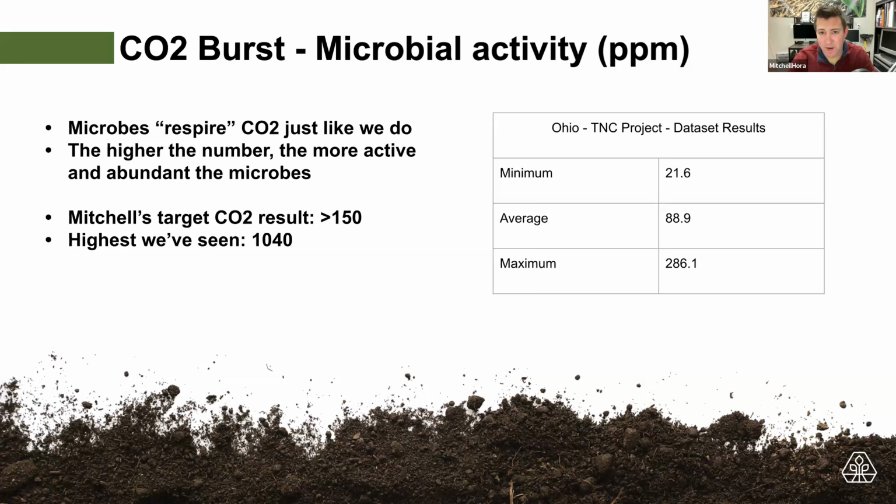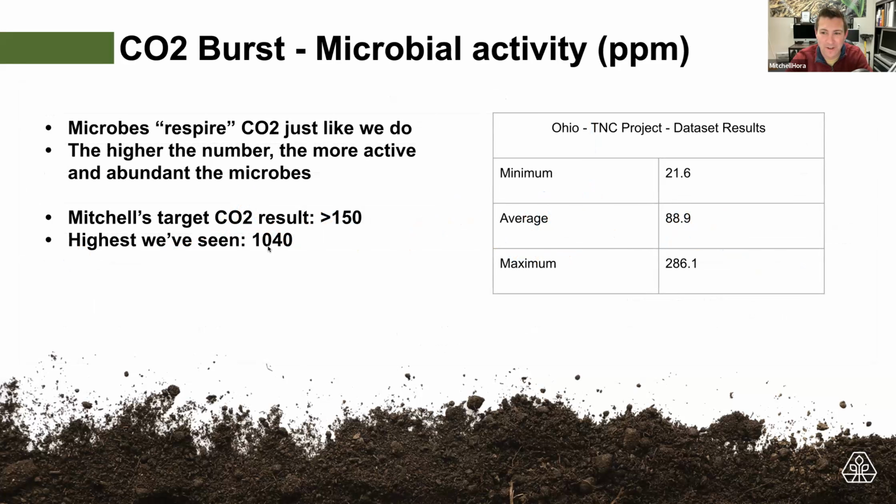So the CO2 that's being respired off, we want living plants to be growing and actively able to capture that CO2 and turn that into simple sugars and into plant material and be able to actually grow and produce yield. So the higher the CO2, the more active the microbes are, the more abundant they are. A lot of times I like seeing my CO2 results over 150, even higher than that. The highest I've seen is 1,040, which, Rick, I think that's maxing out the current machine.